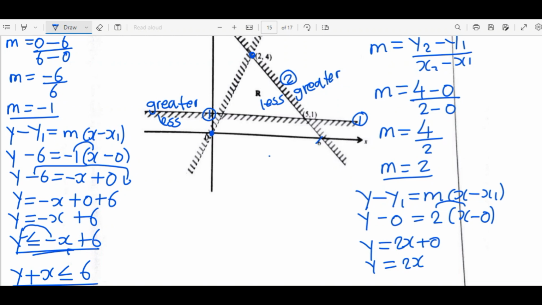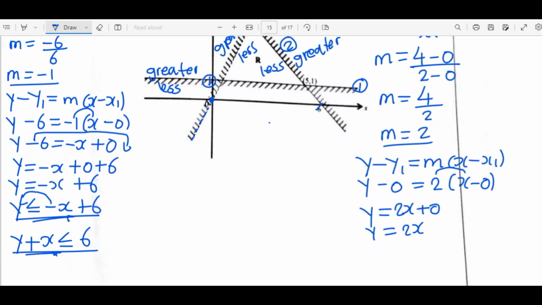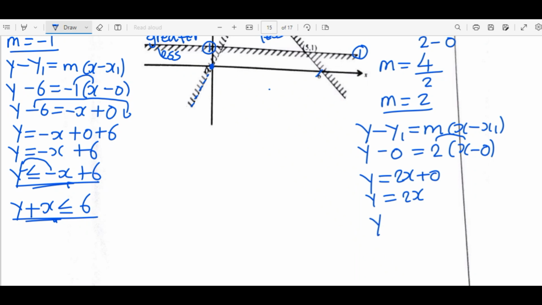Now we need to change it into an inequality. The region above is greater, then here we have less. Now for this one, the line was dotted, so we're not going to add an equal sign. So this one will just be y less than 2x as our final answer.